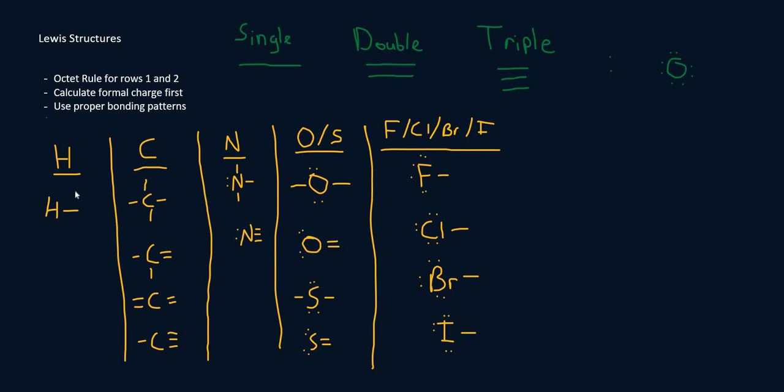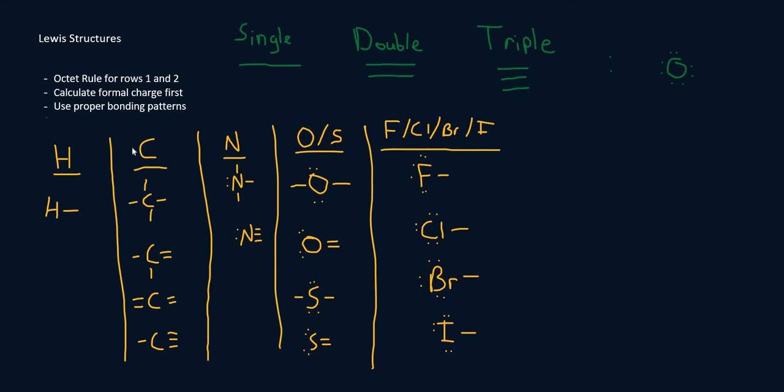For hydrogen, hydrogen can only have 2 electrons around it at any time. So hydrogen is an exception to the octet rule, because hydrogen cannot have more than 2 electrons. Two electrons represents a full set for hydrogen. So hydrogen is most commonly going to be single bonded to something else. I can't think of really any time when hydrogen is doing more than single bonding with another element.